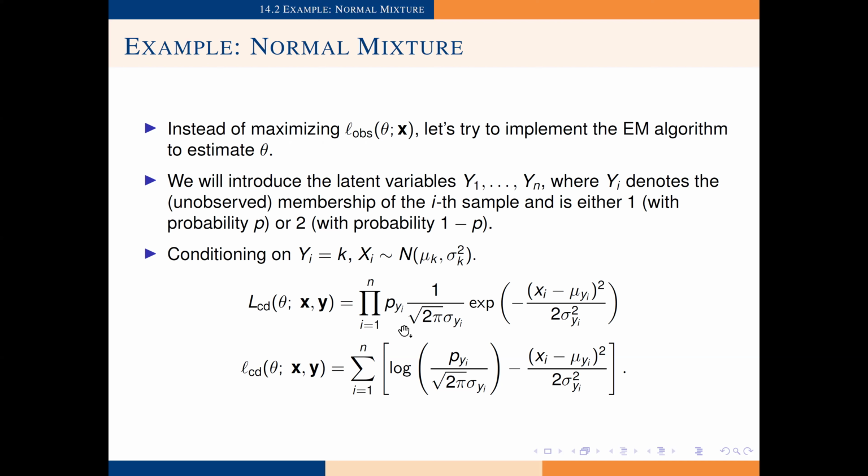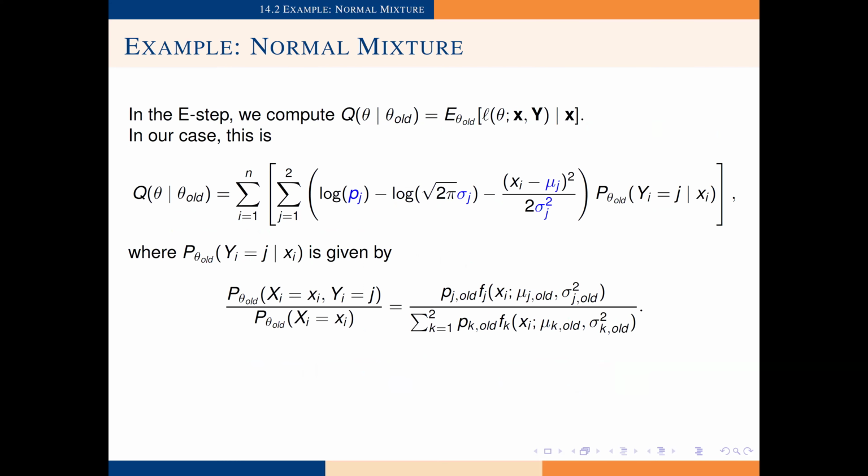You can see that if you take the logarithm of it, it's going to have a much simpler form. It's going to take this form on the last line, where you can even further break it down to the sum over all n samples, the log of p yi minus log of square root of 2 pi sigma yi minus this part that was on the normal density exponent.